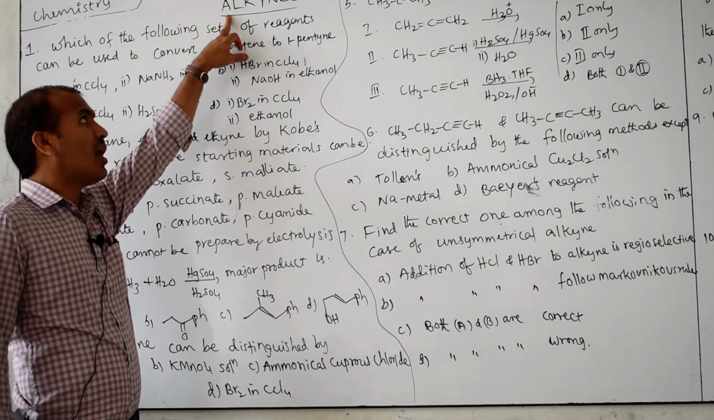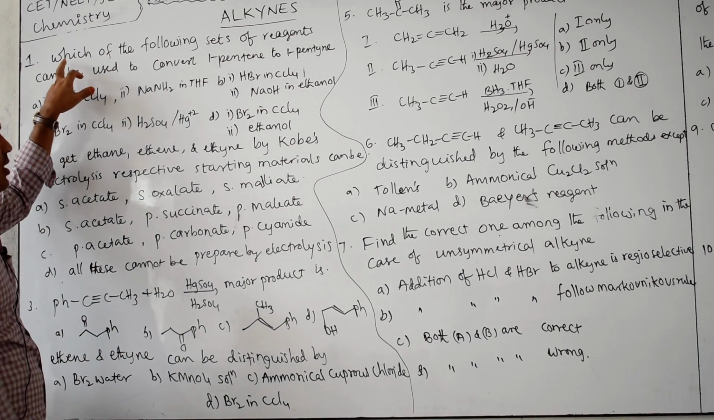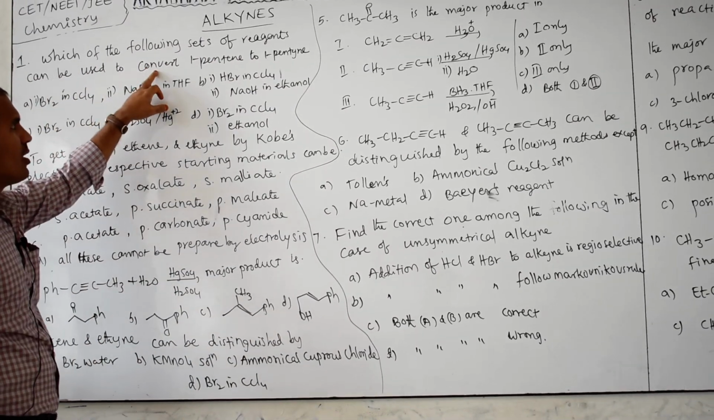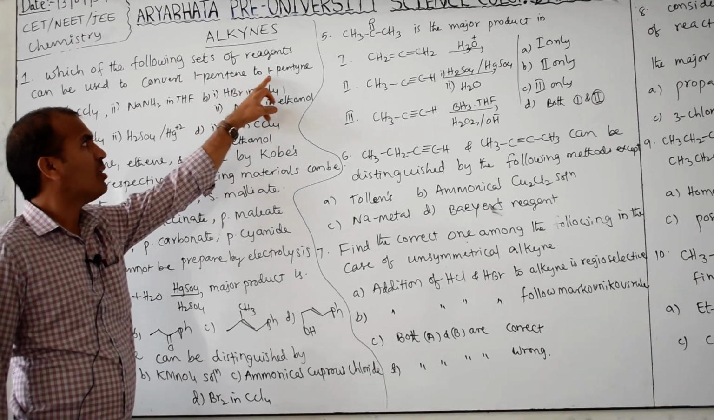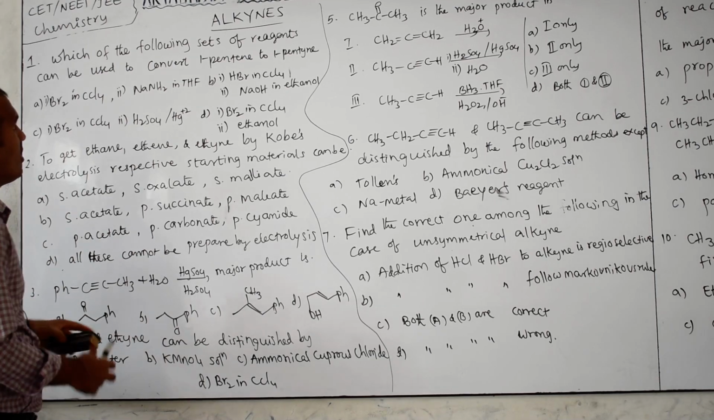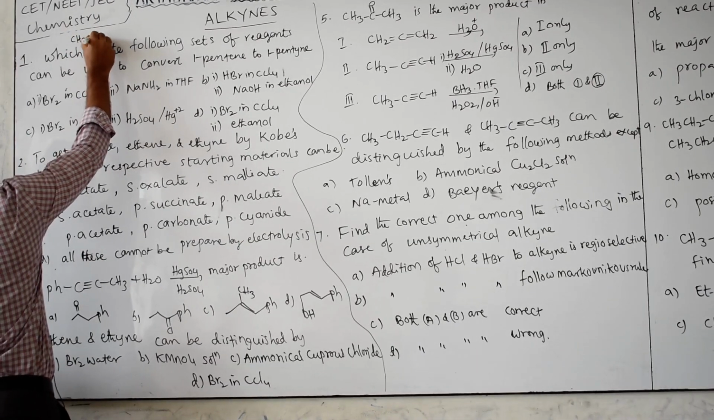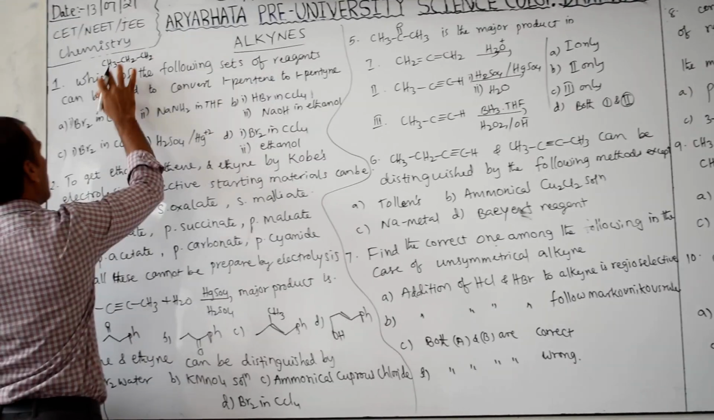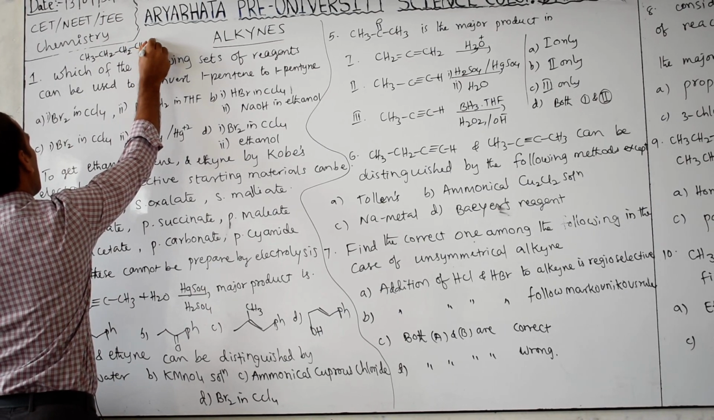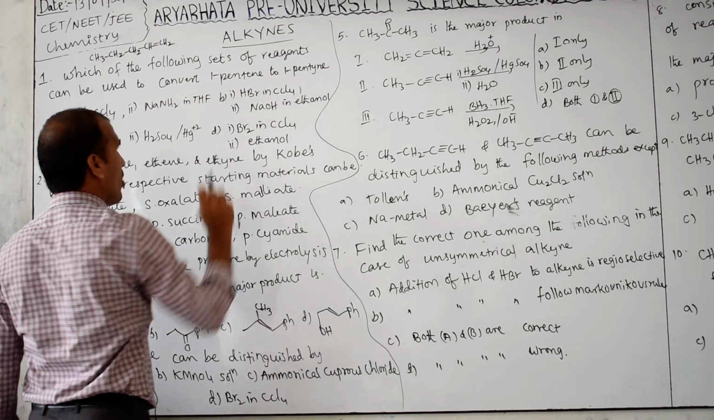Today I want to discuss alkynes, CET, NEET, JEE Mains level. The first question is, which of the following sets of reagents can be used to convert 1-pentene to 1-pentyne? The structure of 1-pentene is CH3CH2CH2, total 3 carbons, then CH double bond CH2. This is 1-pentene. Then we have to convert it into 1-pentyne.